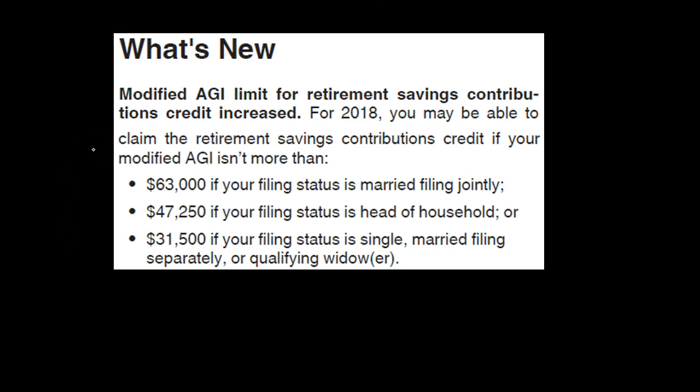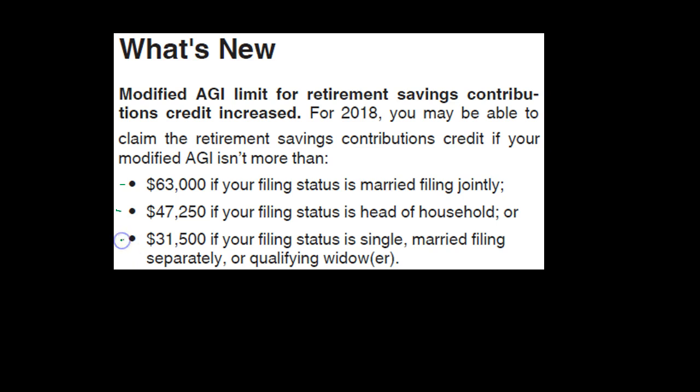Claim the retirement savings contributions credit if your modified AGI isn't more than $63,000 if your filing status is married filing jointly. So $63,000 married filing jointly, a fairly low requirement for the credit. $47,250 if your filing status is head of household. So you have to qualify for head of household, not married. And then $31,500 if your filing status is single, married filing separate, or qualified widower.